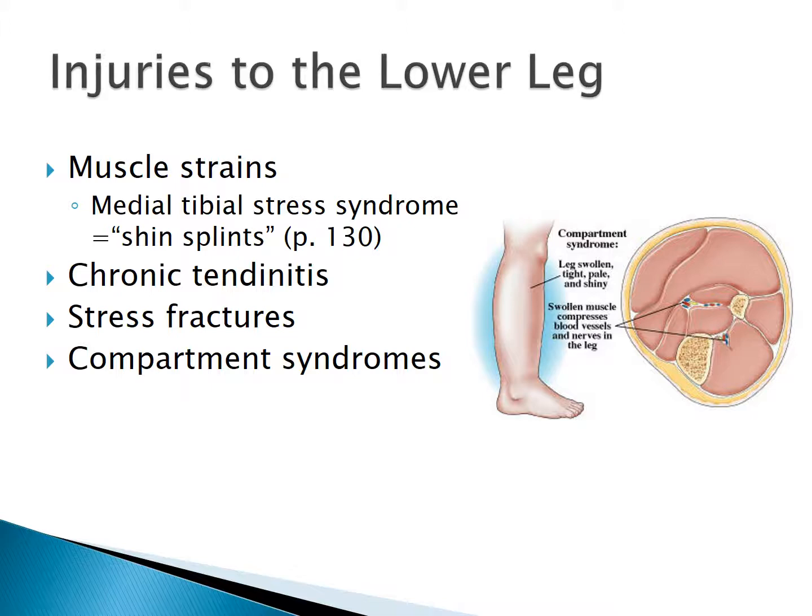Signs and symptoms include pain, tightness and swelling of the tissue, shiny appearance to the skin, reduced circulation of the foot, decreased sensation to the foot, and absence of or weakness in the dorsiflexion of the ankle. If the injury does not respond to conservative treatment, surgical intervention may be necessary to relieve the symptoms.